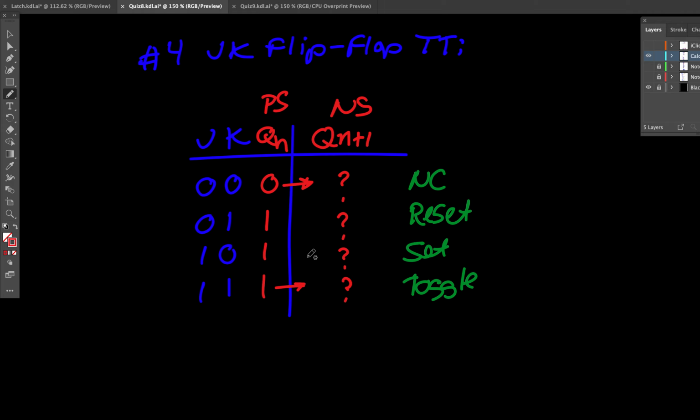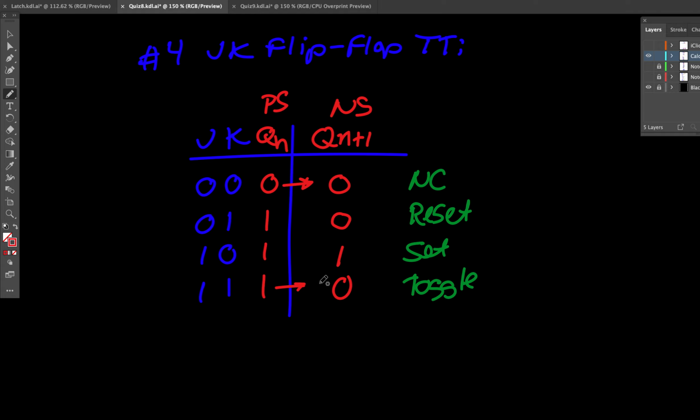So let's go ahead and fill these in. We should do reset and set. Those are the easiest, 0 and 1. Now, no change means that 0 stays as 0. Toggle means 1 is toggled to 0. It's an inversion. You got it? Any questions? Well, sorry, I can't answer them.